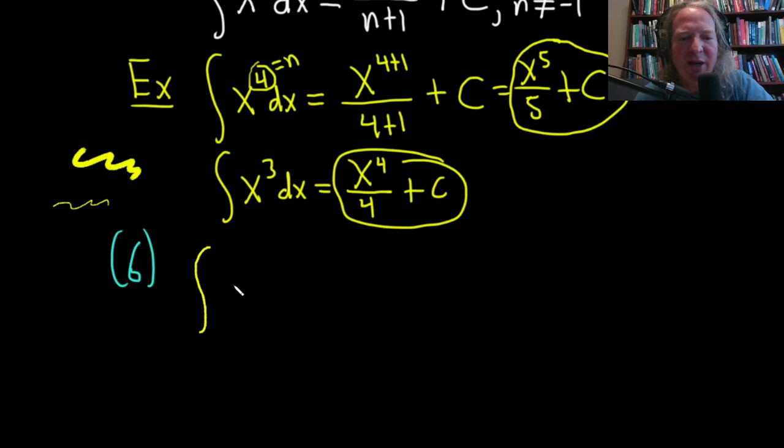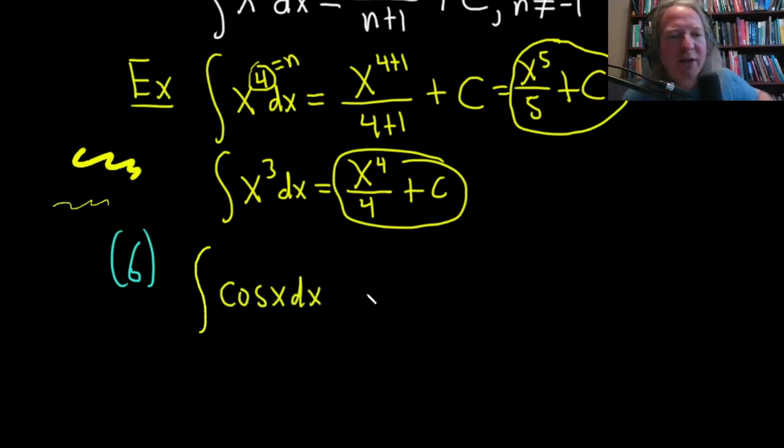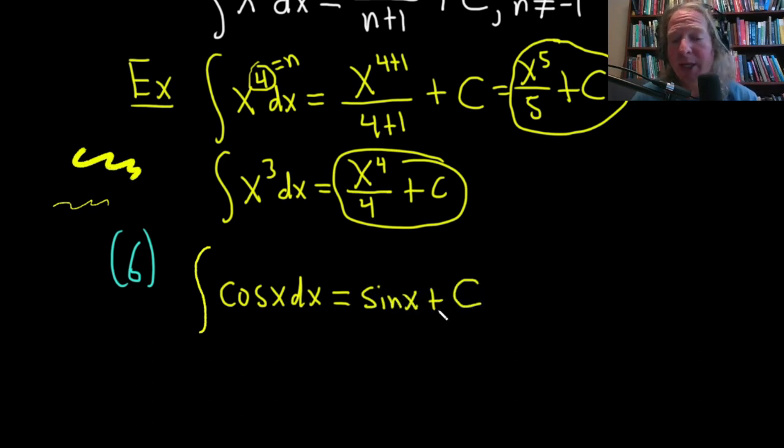Let's try cosine x. There we go. Back to regular writing. The integral of cosine x. So when you're trying to integrate cosine, you're asking yourself, what is a function whose derivative is cosine? Sine. This is sine x, but that's not it. We still need the plus c. So pretty easy. So whenever you look at the integral of cosine, if you don't have it memorized, you can say, hey, the integral of cosine is sine.